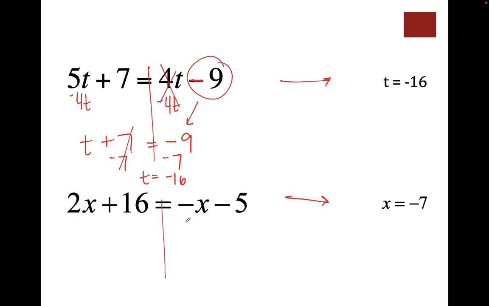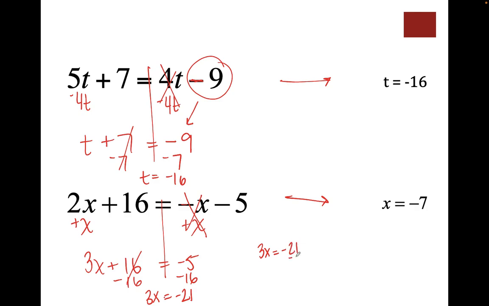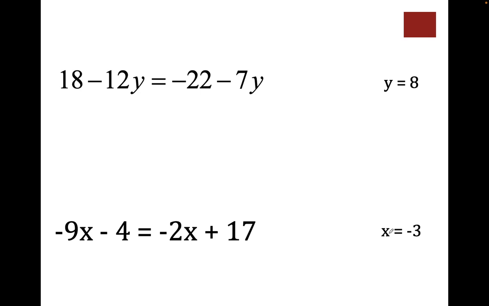In the second example, I'm going to add the 1x to both sides so that a negative x and a plus x cancel out, giving me 3x plus 16 equals negative 5. If I subtract 16 from a negative 5, I get 3x equals a negative 21. And if I divide that by 3, I get negative 7. Here are two more for you to try.